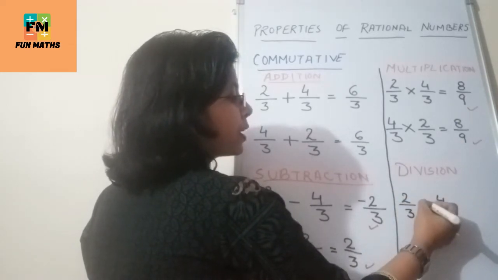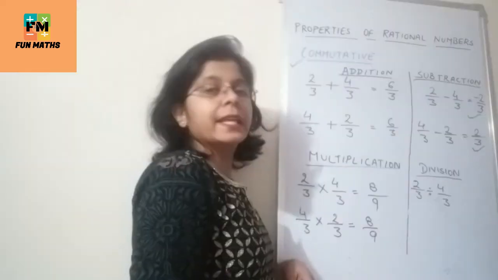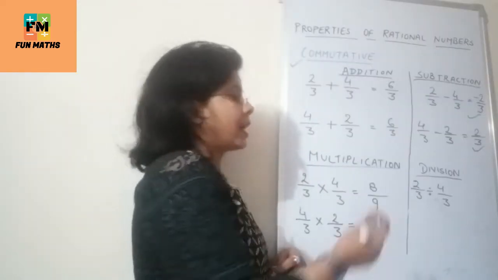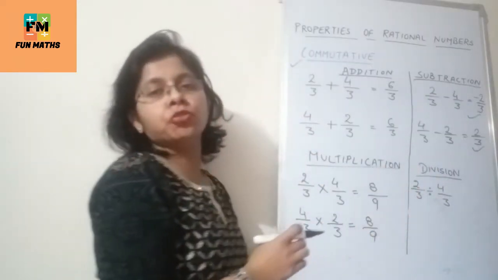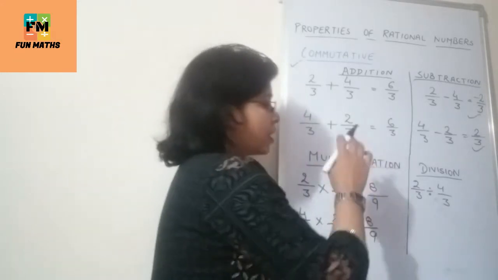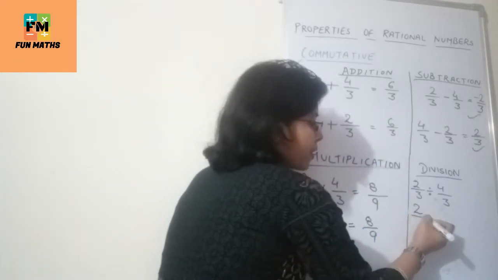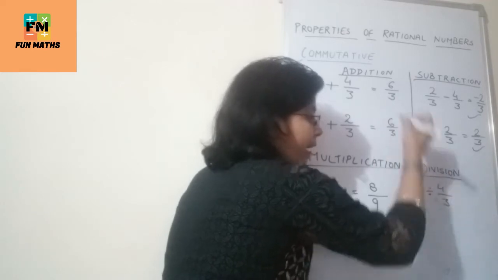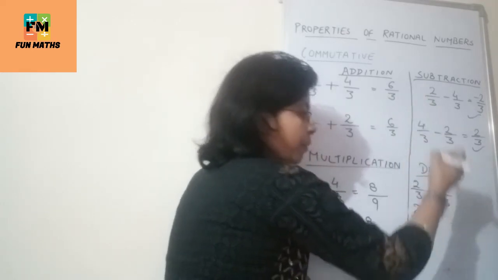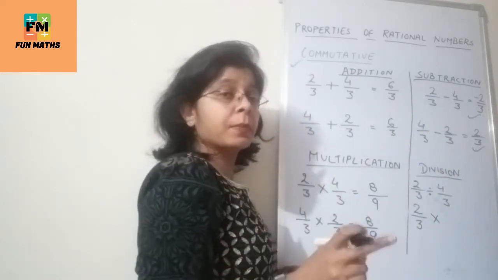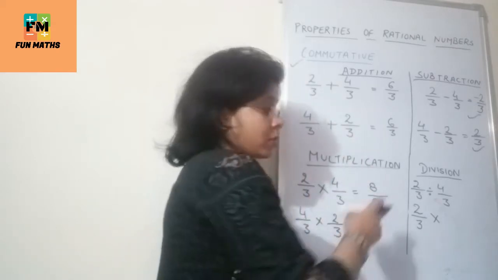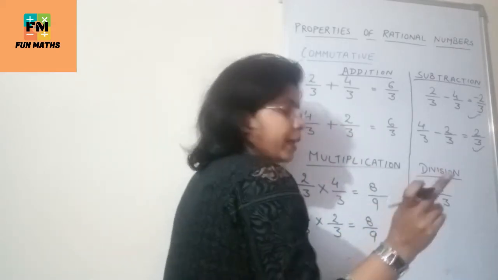And let's perform the division, right? We have learned in our previous classes that we are not allowed to divide by a fraction or rational number directly. So what to do? We will write the first rational number, then this divide symbol will be converted into multiply. I told you this. Remember when we were doing the closure property also, I explained the same. Again, I am explaining for you.